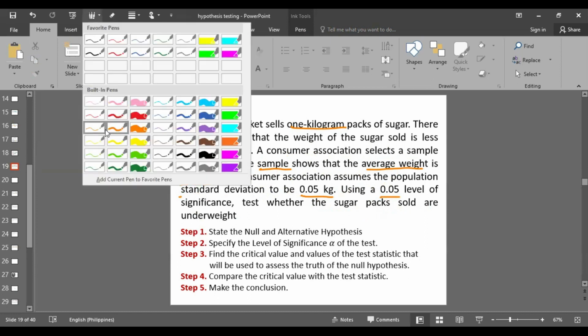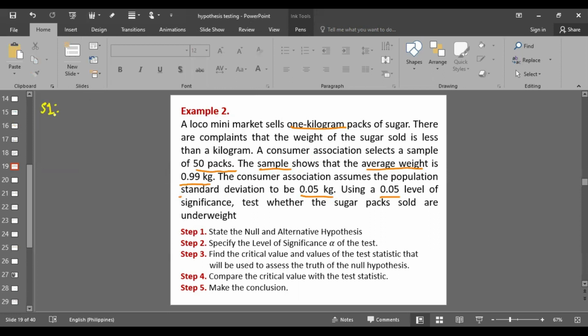So let's start with step 1. It is a good idea to pause the video for a while. What do you think will be the null and alternative hypothesis?